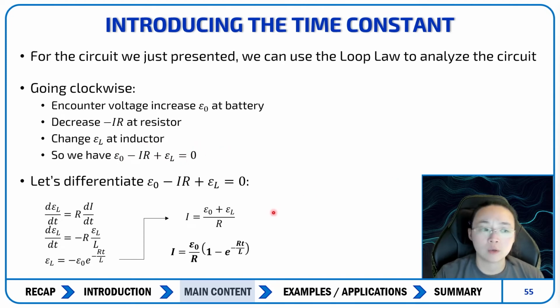If we want to figure out what the current I is, we can differentiate this equation, and we end up with this expression for the current, with a time constant where we have e to the power of negative Rt over L.